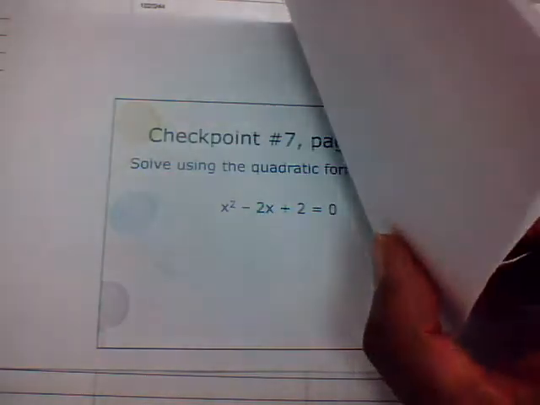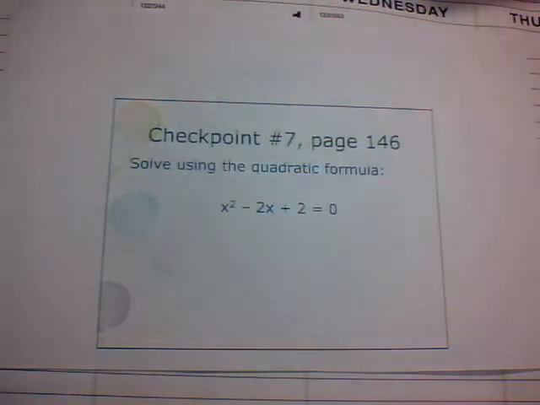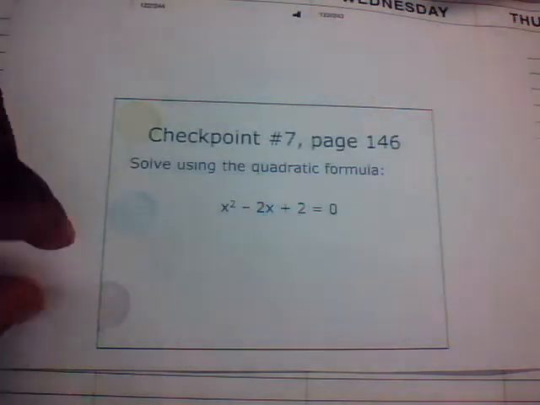Okay. Let's look at another example of the quadratic formula. Let's say we want to solve this particular quadratic equation using the quadratic formula. Here we got x squared minus 2x plus 2 equal to 0.